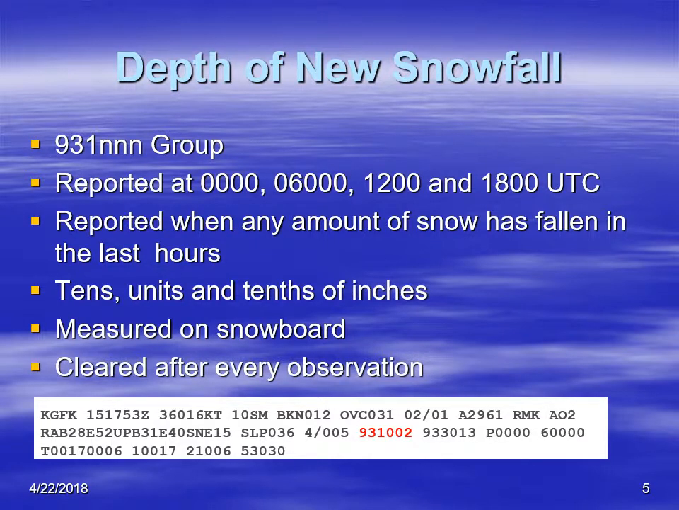Another report that is made is the depth of the new snowfall. Now this is snow that has fallen in the last 6 hours. It's the 931 group, and it's reported at 0, 6, 12, and 18 Zulu. And anytime snow falls, anytime there's snow coming out of the clouds hitting the ground, that's when we report the depth of new snowfall, how much has fallen.